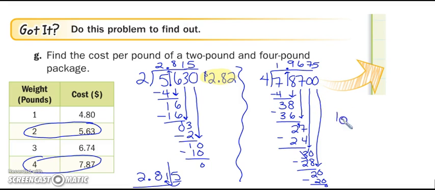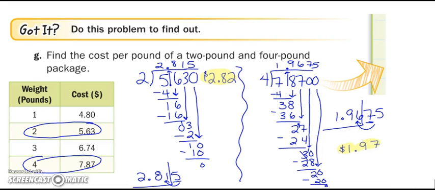Now, my answer is 1.9675. Again, we need to cut it off. The 7 does what to the 6? Round up or stay the same? Round up. So my answer is $1.97 for this one.